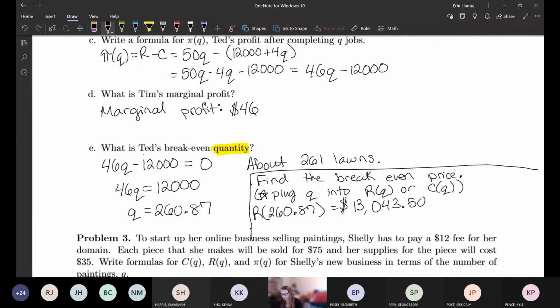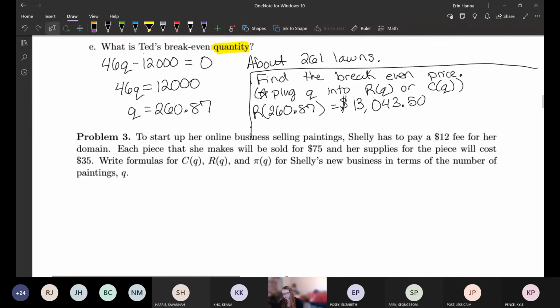All right, I will give you like a minute and a half to try problem 3. So we've got this person who wants to start an online business selling paintings. She has to pay $12 to get the domain for the website. Each piece she makes will be sold for $75, and her supplies for each piece will cost $35. Find me cost, revenue, and profit. I'll give you a minute and 30 seconds.